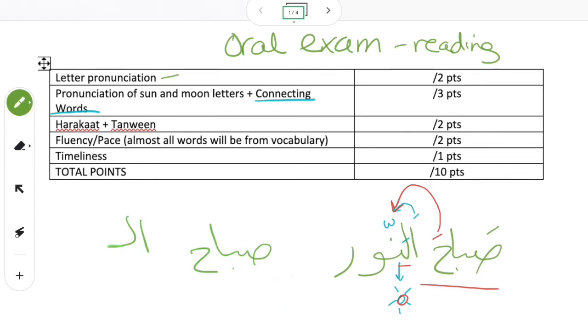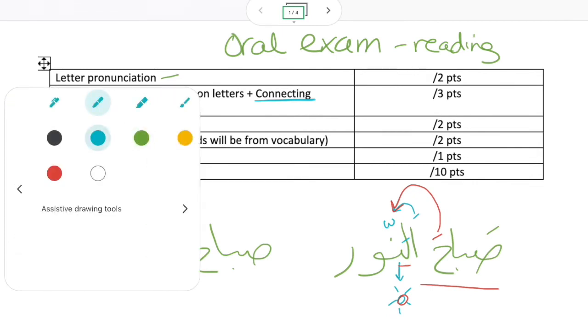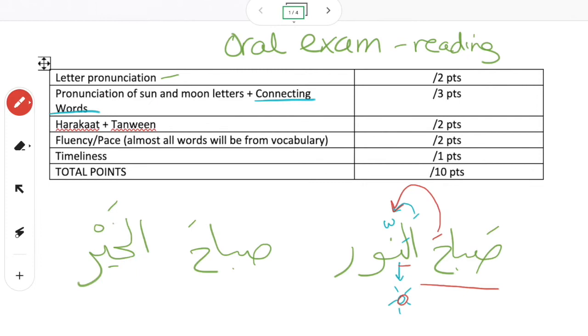Okay. Now, of course, if it is followed by a different letter, let me erase this. Let's do the same exact example, and we'll do a different word here. So if you had this example, right, then you have alif lam and it's followed by the letter kha. Kha does not use your tongue to be pronounced. Therefore, it's considered a moon letter. So moon letters, we pronounce the al as we normally would, al-khair.